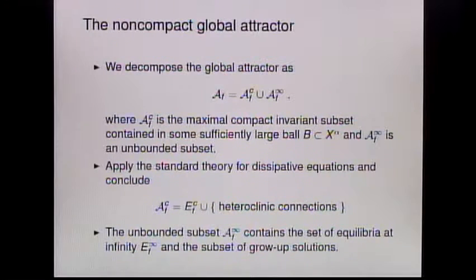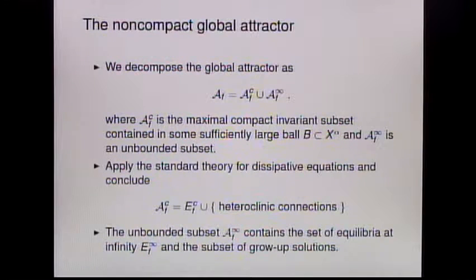So the first thing we observed was the following. We can decompose this non-compact global attractor as the union of two subsets. The first one is a bounded subset, and this is an unbounded one. This ACF is defined as the maximal compact invariant subset contained in some ball B in our phase space. So this basically says that all the solutions of our problem that are globally defined and bounded are contained in this compact set here. And all the grow-up solutions that are globally defined will be contained in this other unbounded subset here.